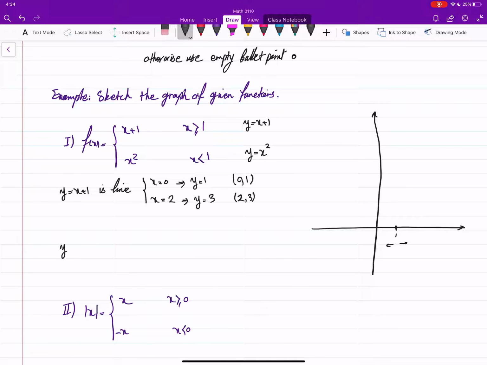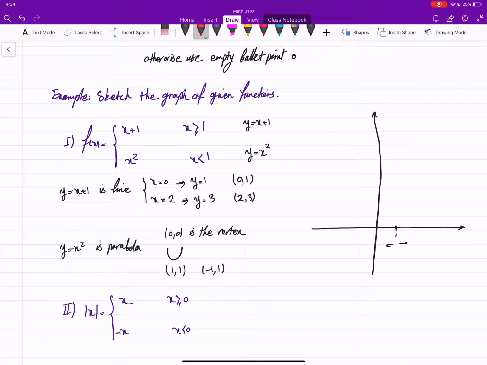For y equal to x squared, this is the parabola, the standard one. And while 0, 0 is the vertex, it looks upward, and the points are, for example, 1, 1, and negative 1, 1. Okay, so let us just sketch these ones.